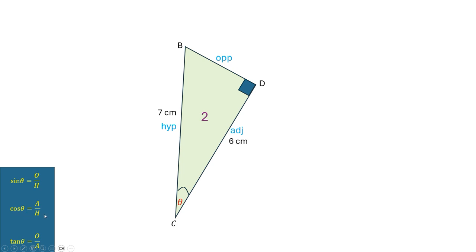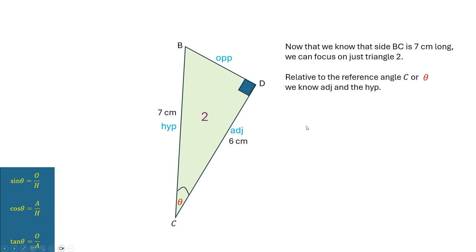So we'll set up a little cosine equation here. Cosine equals adjacent over hypotenuse. For this triangle, the cosine of C equals 6 over 7. C by itself becomes the inverse cosine of 6 over 7. And our calculator then tells us that C has a value of 31 degrees.